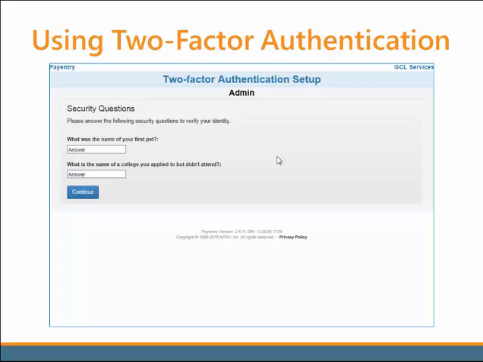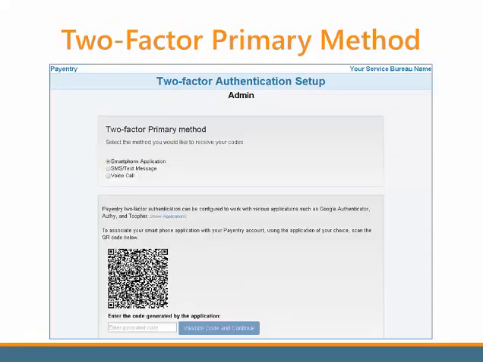The next time you sign in, you will be prompted to answer 2 of your 4 questions, at which point it will allow you to set up your primary two-factor authentication method again. The next screen will allow you to pick the primary method that you would like to use for your two-factor authentication. You can choose from either a smartphone application, a text message, or a phone call.